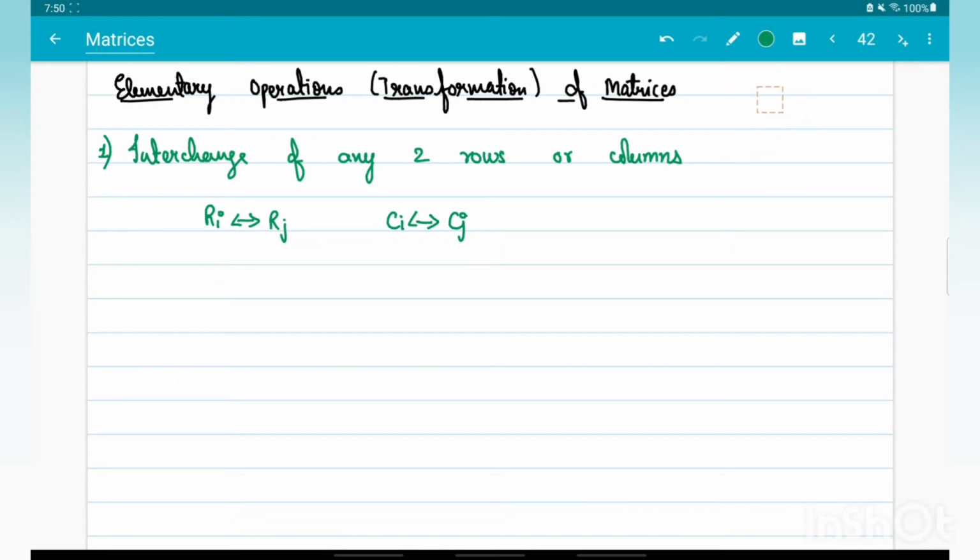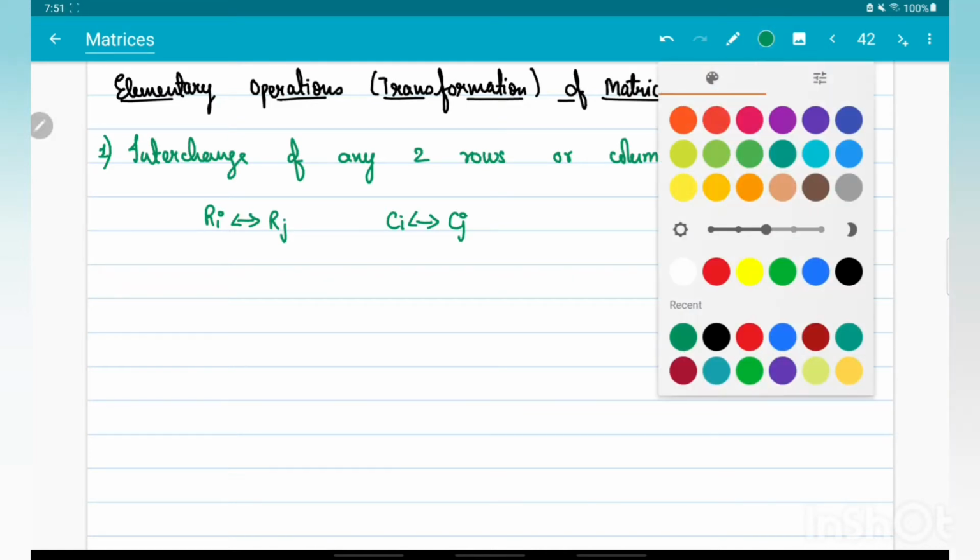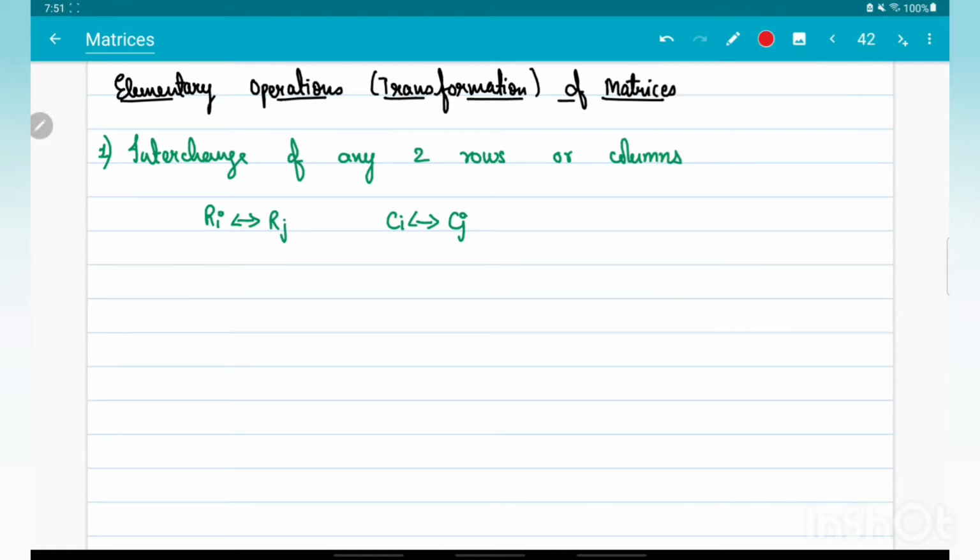So let's see our first elementary operation. The first one says: interchange of any two rows or columns. Suppose I have a matrix, and the order of this matrix is 3 by 2, since there are 3 rows and 2 columns. So this is the matrix.